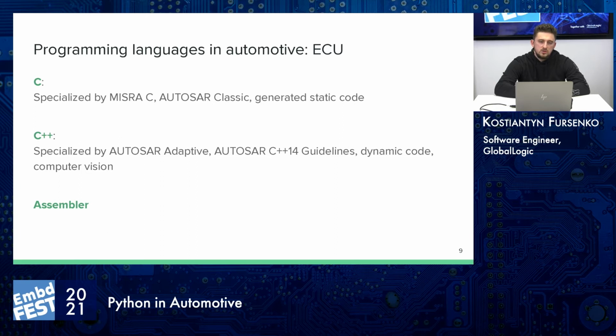C++ usage is rising since autonomous cars' popularity is rising as well, and a lot of image recognition libraries and frameworks are written in C++. And assembler is used in ECU programming.